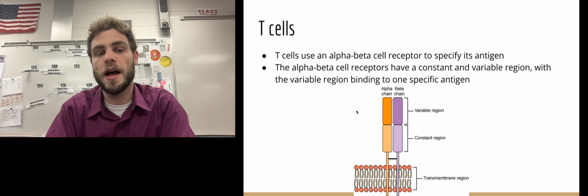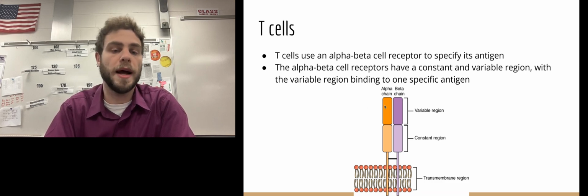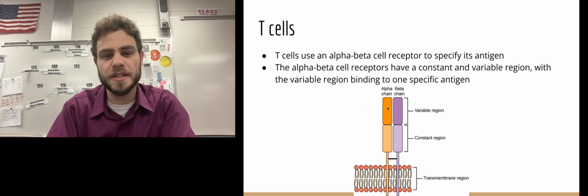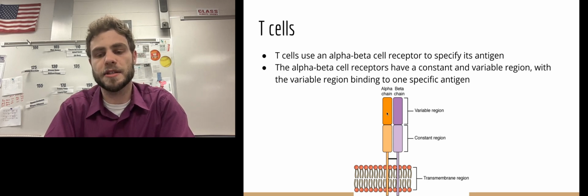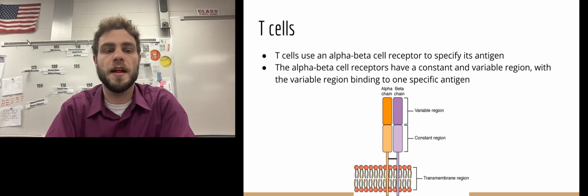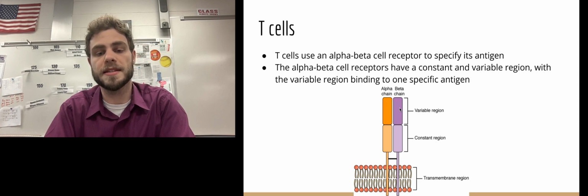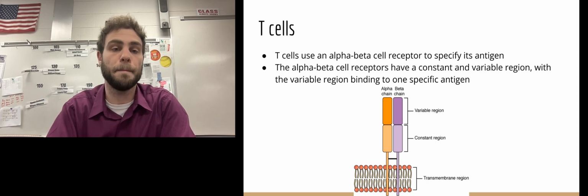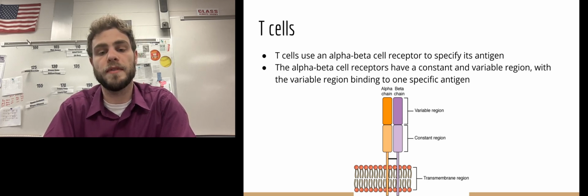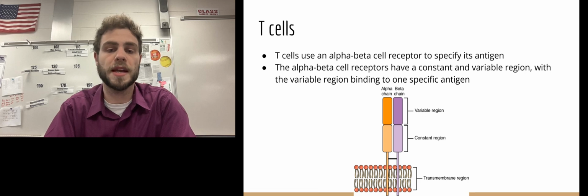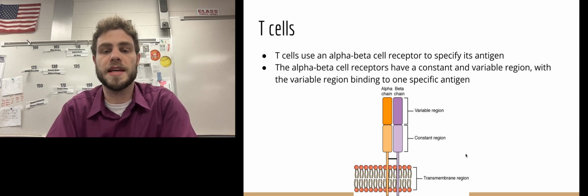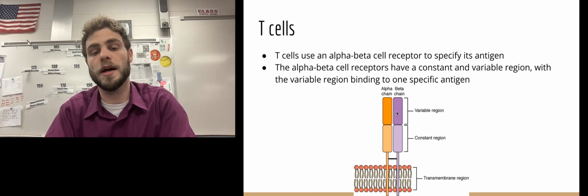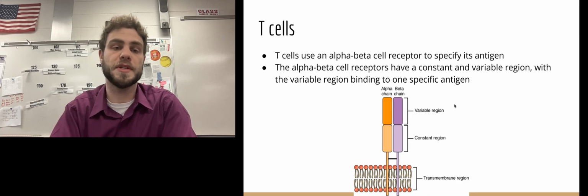So you may have a T cell set out for some sort of virus that has a specific antigen on its surface. So this T cell will be able to recognize it because it has these saved alpha and beta chains that are exactly matched up with that viral antigen. So it's going to be able to recognize it very quickly and be able to attack it, because it's only going to bind to that specific pathogen.